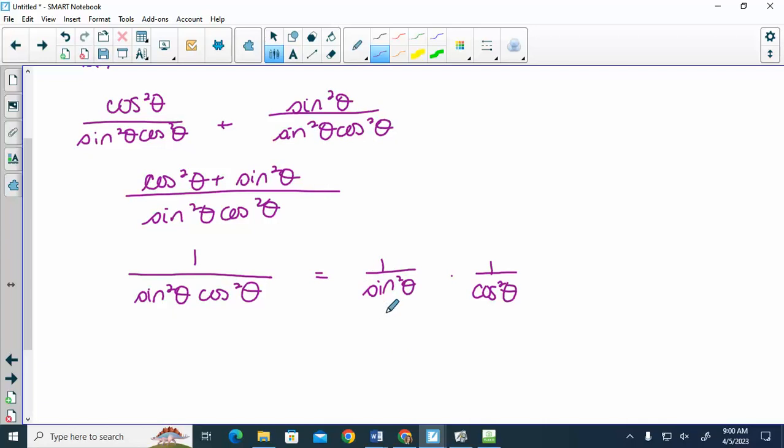And what is the reciprocal of sine? Cosecant squared theta times the reciprocal of cosine is secant squared theta. So we get to that point. And then really nothing else we can do from there.